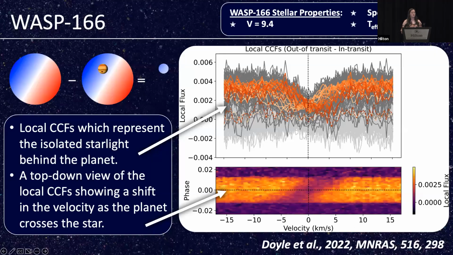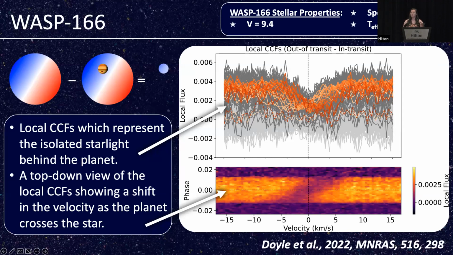So I'm going to talk about WASP-166 first. It's a transiting super Neptune within the Neptune desert. The host star is bright, V equals 9.4. It's an F9 main sequence star with an effective temperature of 6,050 Kelvin. We have two transits of WASP-166 from ESPRESSO on the 31st of December 2020 and the 18th of February 2021. And here I'm showing the isolated starlight behind the planet, also known as the local CCFs of WASP-166, in the top panel.